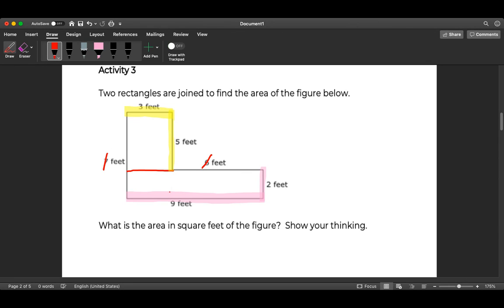I would challenge you to maybe do it both ways. And if you do it both ways, what about the areas? Should the areas be the same no matter which way you do it? Or would the areas be different? So I look forward to seeing your answers.